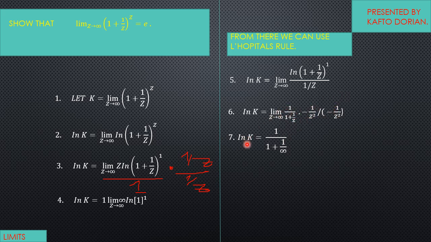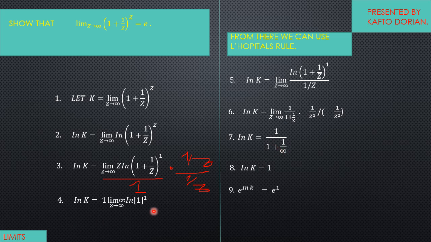I have now ln k to be equals to 1 on 1 plus 1 on infinity. Remember that I've substituted where I have z here, I've substituted infinity there. Infinity. Remember that 1 on infinity is 0. The 8 point now, ln k is equals to 1. Why? I have 1 on 1 plus 0, which is 1.